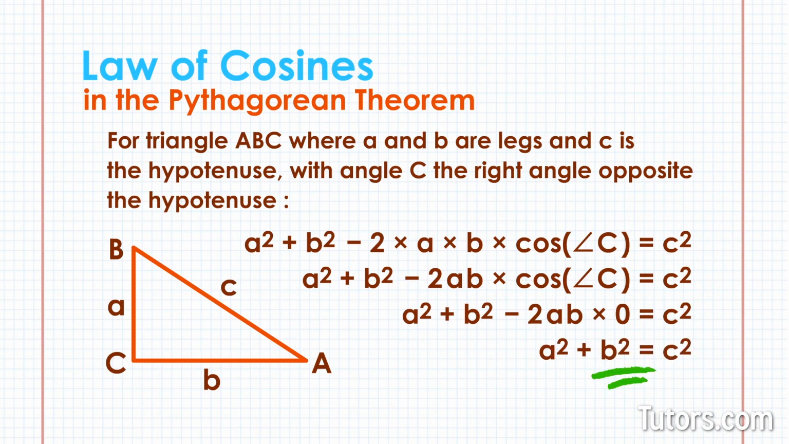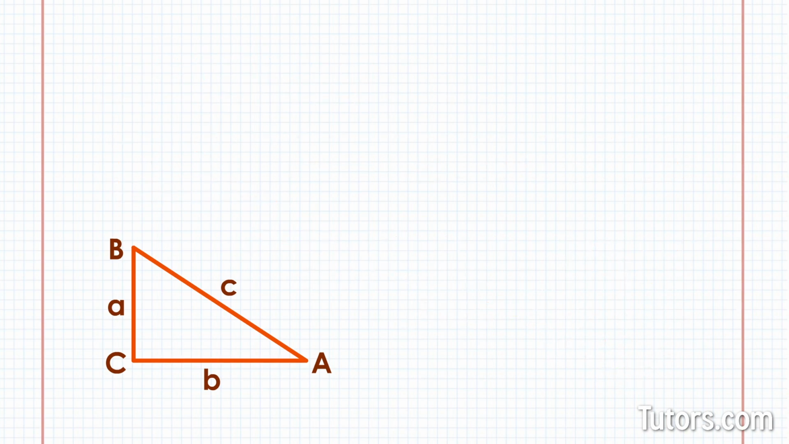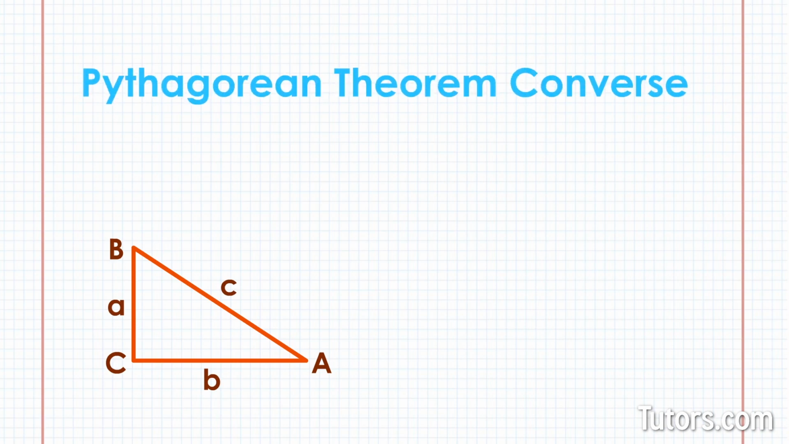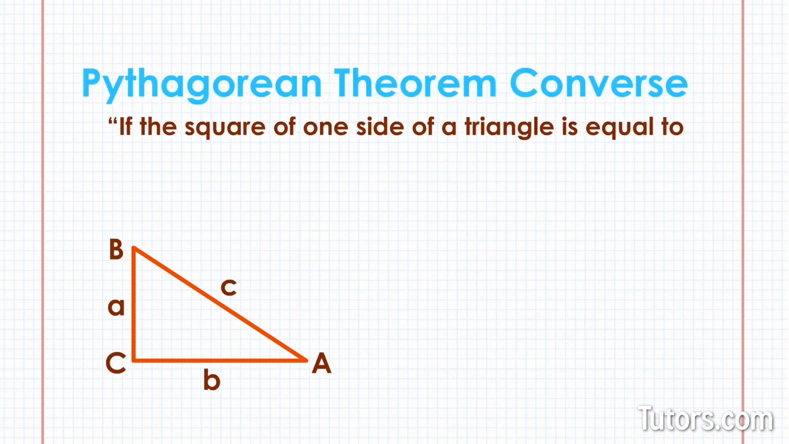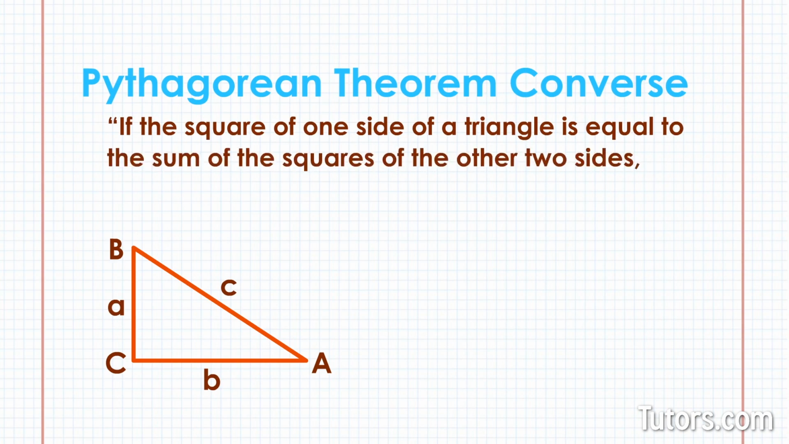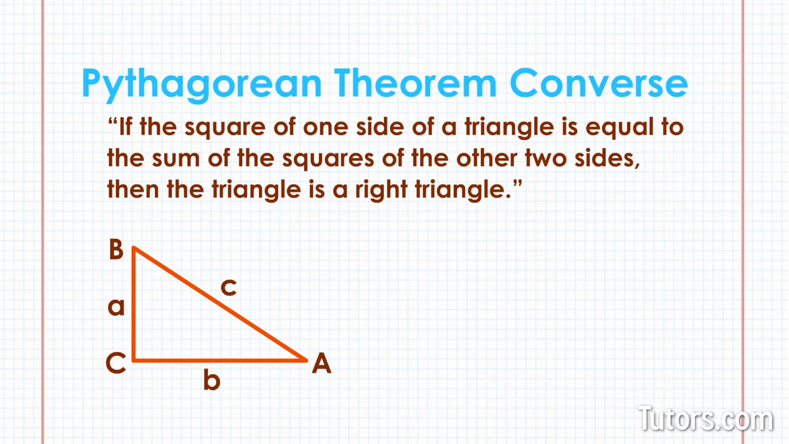Now let's take another look at the Pythagorean theorem converse. Suppose, though, we start at the other end. We have three sides, a, b, and c, but are not certain triangle ABC is a right triangle. In that case, we can apply the Pythagorean theorem converse, which states, if the square of one side of a triangle is equal to the sum of the squares of the other two sides, then the triangle is a right triangle.